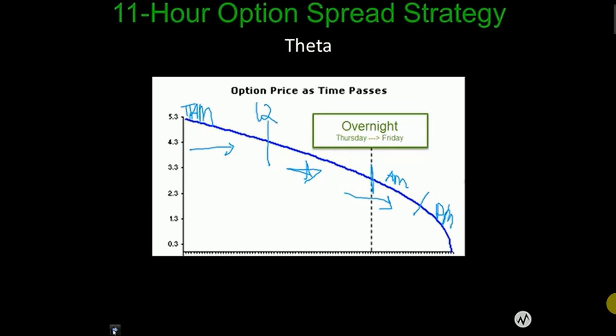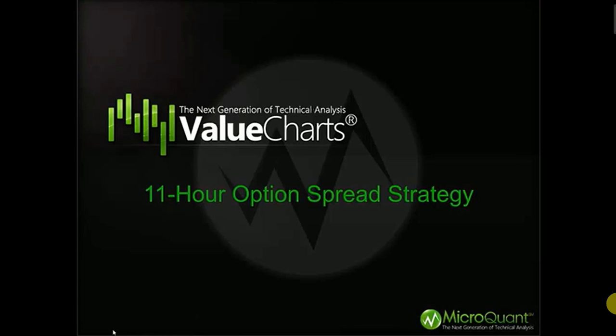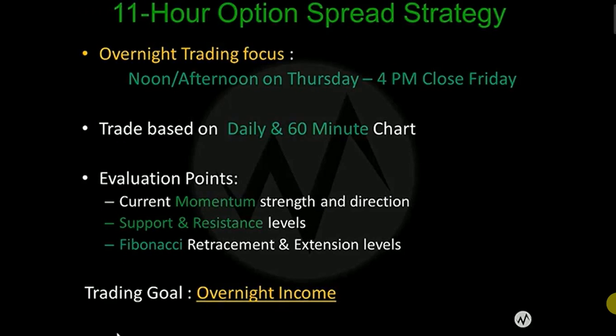So, again, to recap one more time, the strategy is based on selling at noon on Thursday and holding it until the 4 p.m. close in the 3 major periods.